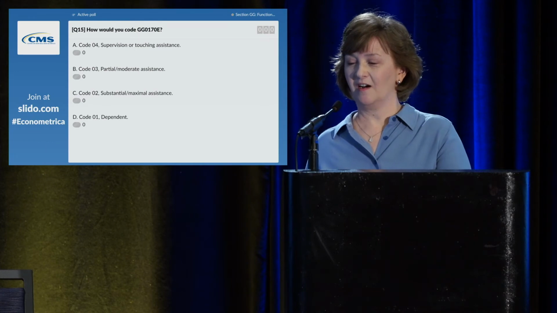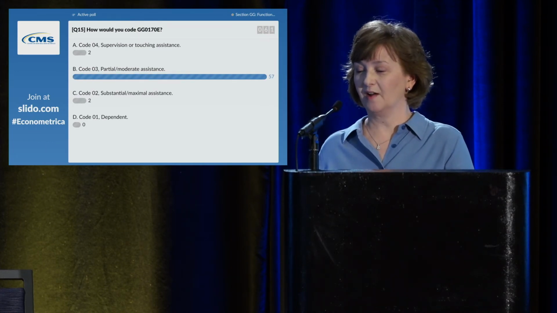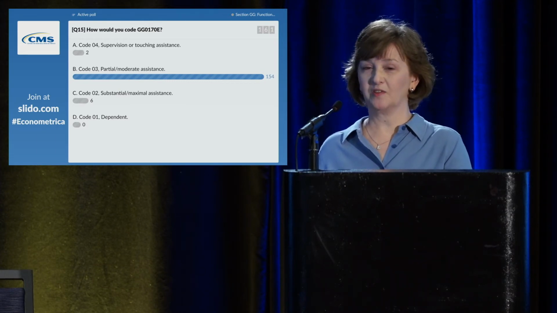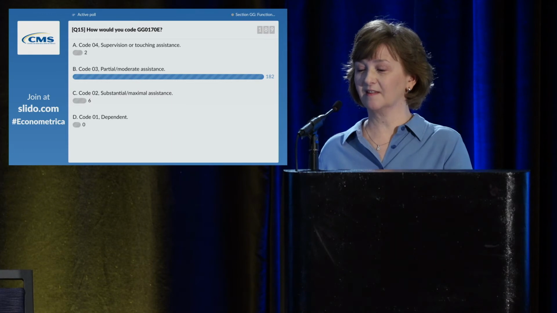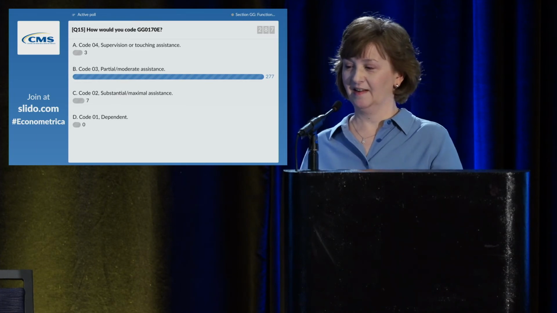The options are A, the patient would be coded 4, supervision or touching assistance. B, the person would be coded 3, partial or moderate assistance. C, code 2, substantial maximal assistance, or D, code 1, dependent.